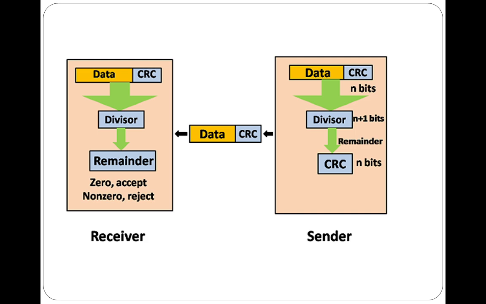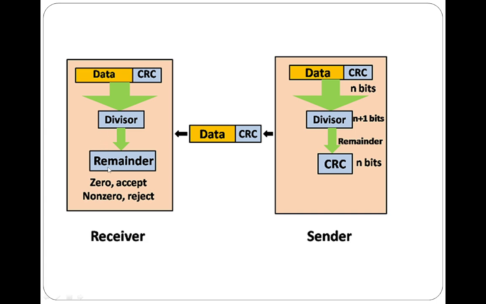While we are discussing it along with one example, we can get clarity about how it is performed. At last we get the remainder. That remainder bit value will be replaced with the CRC bit value. From the sender side, that will be sent to the receiver.